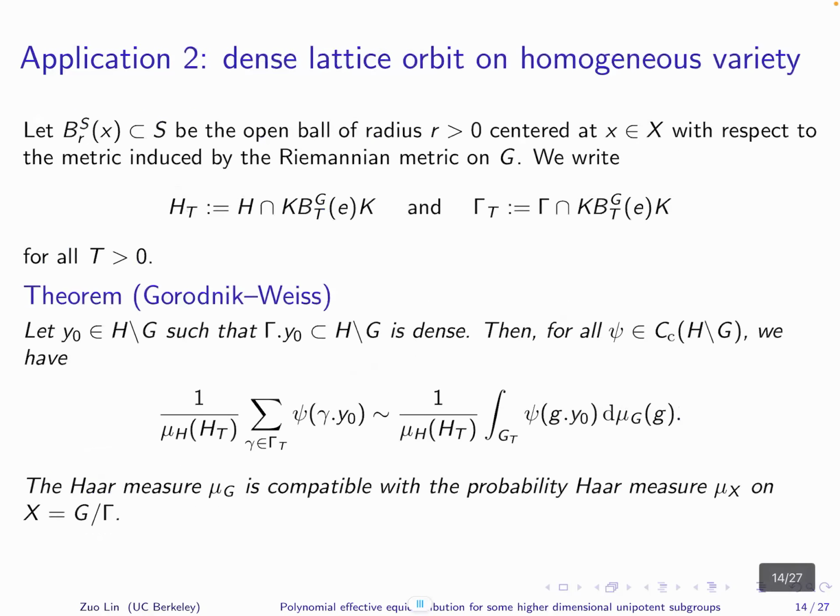Okay, so now let me talk about the second application. The second application is about dense lattice orbits on homogeneous varieties. In this application, I will not look at something like a continuous group acting on G mod gamma. I will look at the dual version, which is gamma acting on G mod H. But in this setting, there is one problem: there is no very canonical way to say what we mean by a time average.